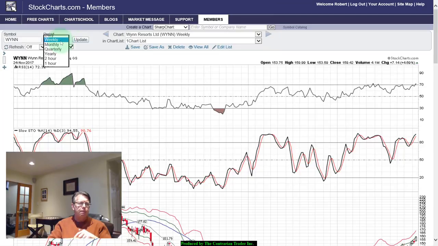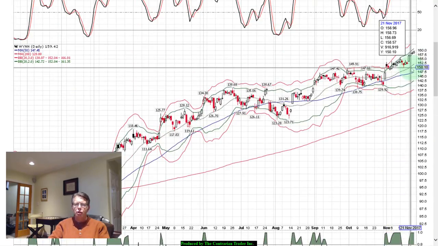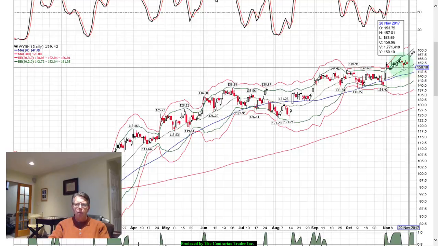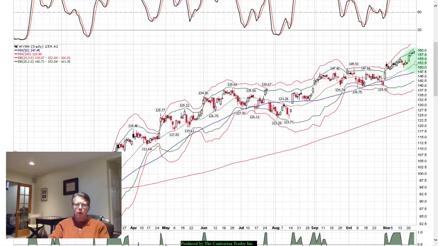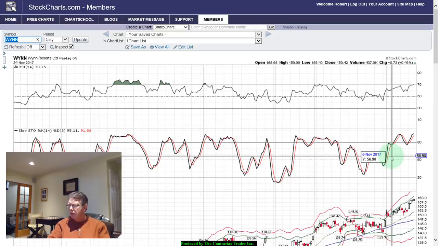Let's take a look at that. Very light up volume here. I would not buy the shares right now. I would wait for a pullback, an orderly pullback, a consolidation, and then a breakout on WYNN, Wynn Resorts Limited.